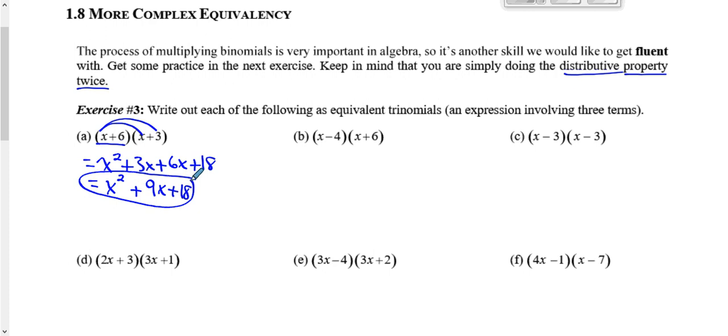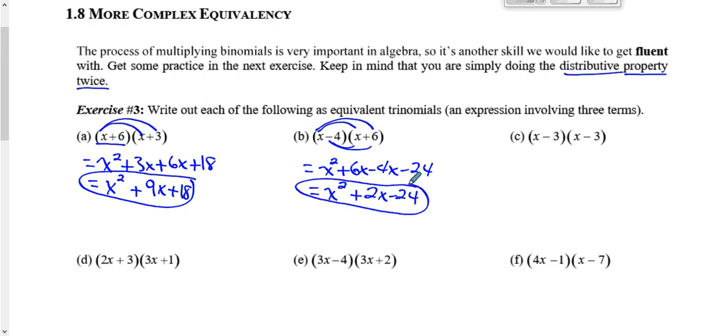Distribute the x through there. And what do I get when I distribute the x? X squared plus 6x. Now what am I going to distribute through there? Negative 4. Good, not 4, negative 4. Minus 4x, and that's why I said good. Minus 24. Now we combine like terms there in the middle. X squared plus 2x.